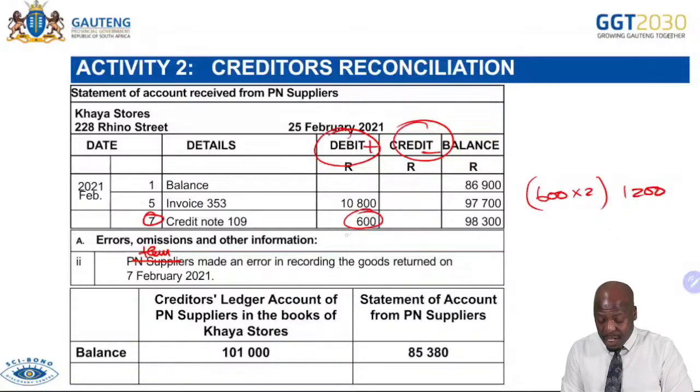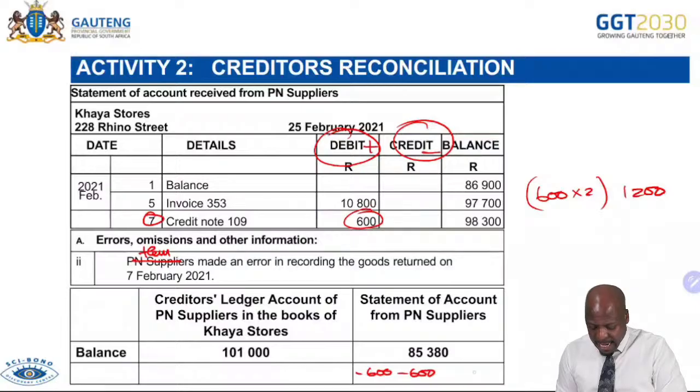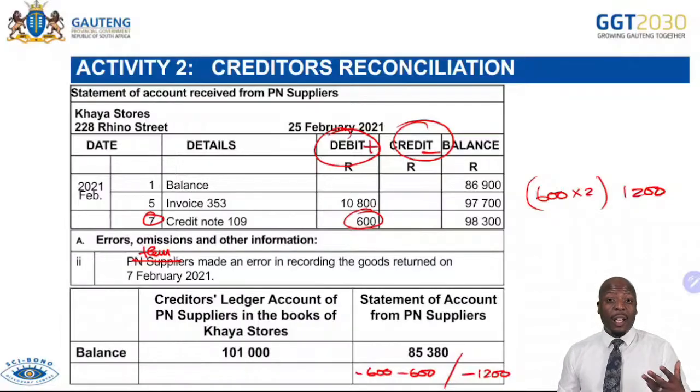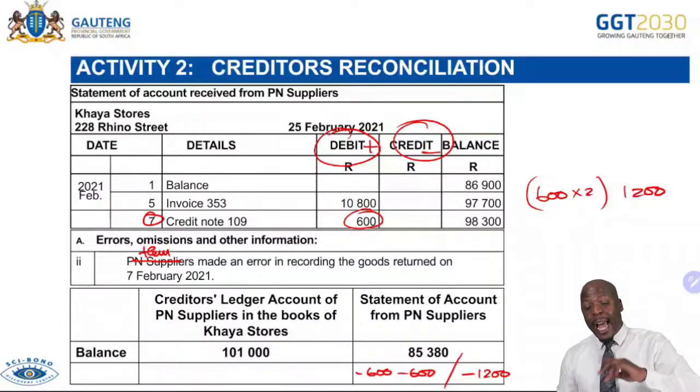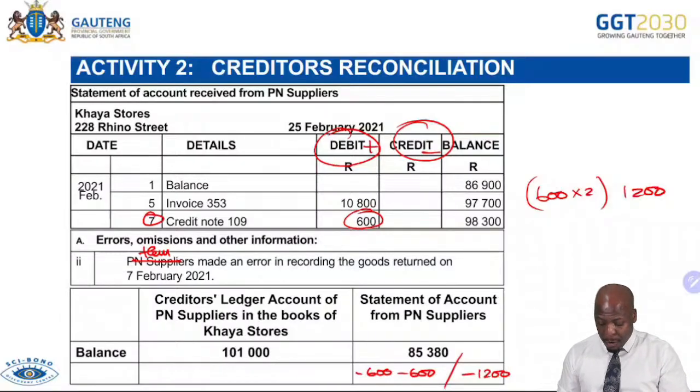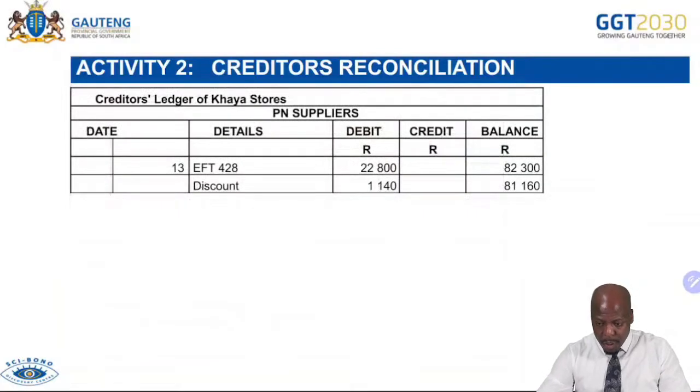It was supposed to be subtracted. So someone would come and say minus 600, minus 600. Very correct. Someone would have simply come and say minus 1,200. That is what another person would have done. You are both correct. Remember, if an amount is recorded on the wrong side, you correct it by putting it on the right side, but twice the amount. Let's move on to the next one.